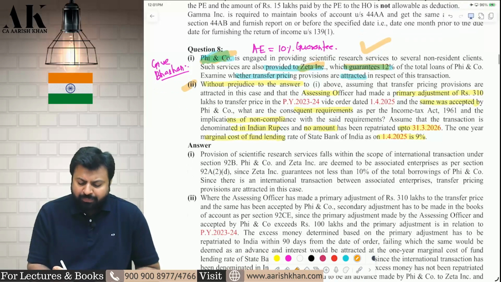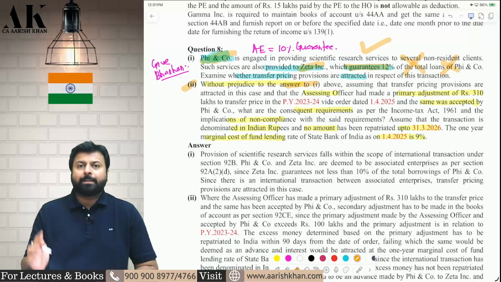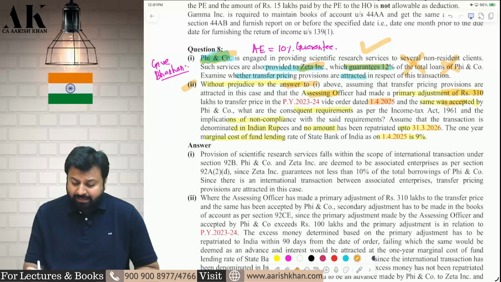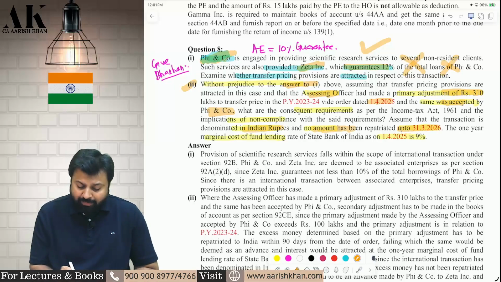Point number 2, without prejudice to point number 1. Assume that whether point number 1 happens or not, ignore that. And then answer, if AO makes a primary adjustment of 3.1 crore rupees on 1st April and the same is accepted by the assessee, what are the conditions, and the money is not repatriated to India up to 31st March and the transaction is denominated in INR.